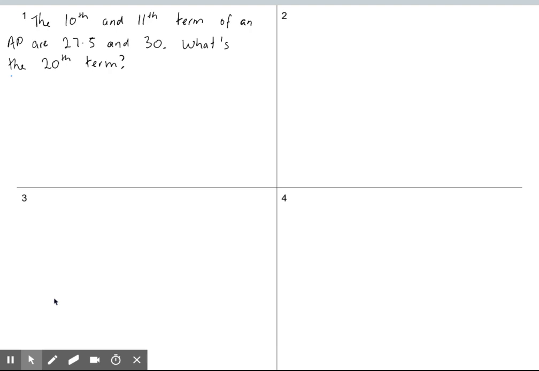So this is an arithmetic progression that says AP in the title there. And in this instance, we don't have the first term and we don't have the difference. All we know is that the 10th and 11th term are 27.5 and 30. And we want to work out what the 20th term of that progression is.